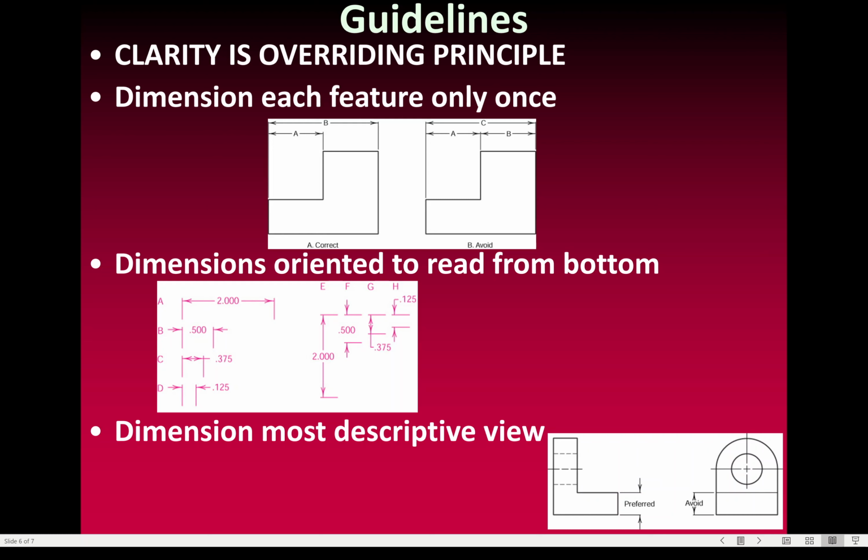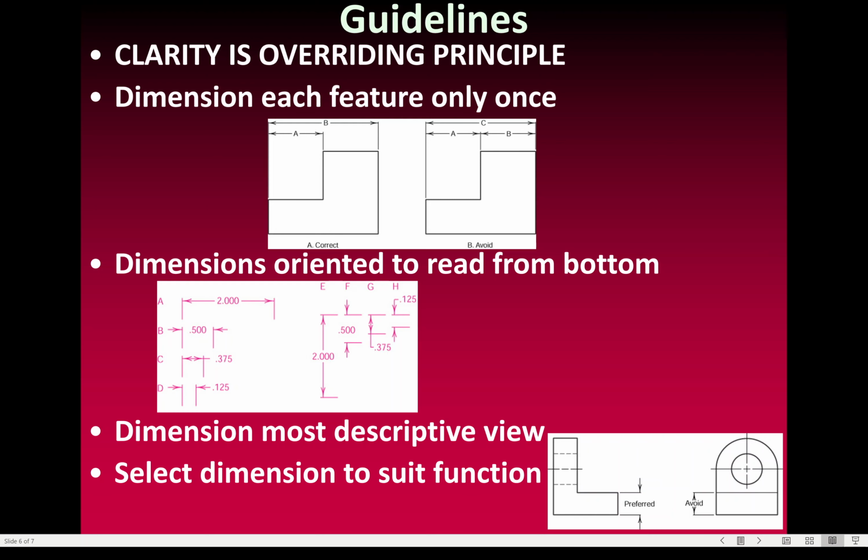You don't want to turn these, so you have to crank your head sideways to be able to read them. You want to put the dimension on the most descriptive views. So if you see here the drawing on the left, you want to put that dimension over there as opposed to on the right, because you can actually see this is that outward leaning surface. It's easier to understand what you're dimensioning, so you want to put those dimensions on that view that shows it.